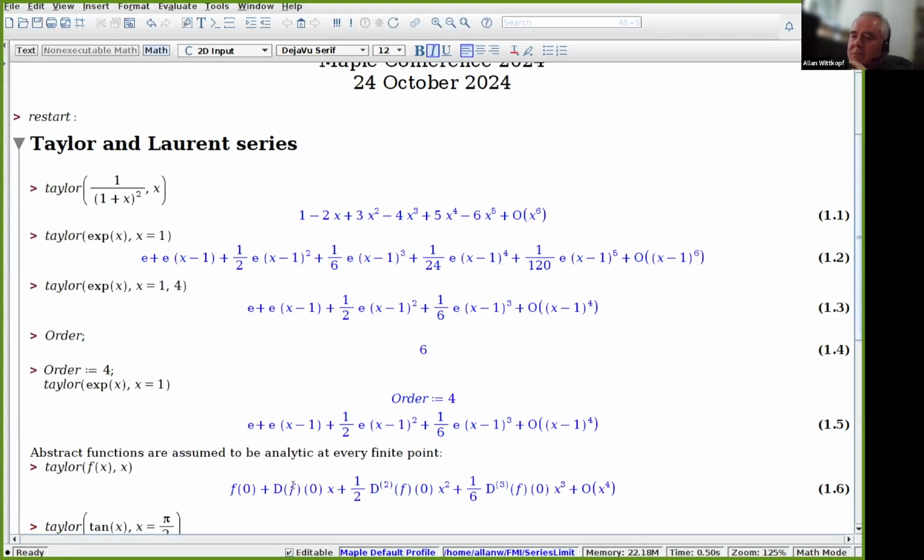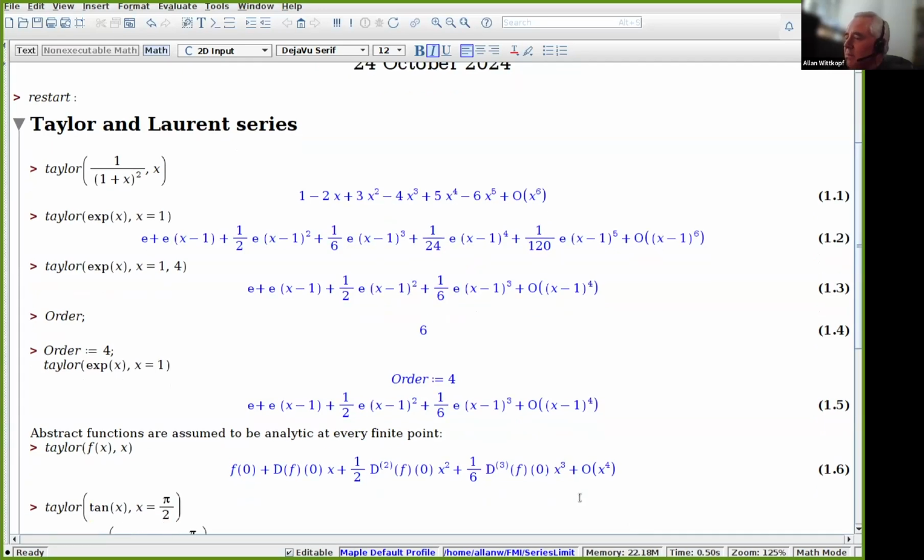When we're dealing with abstract functions like f of x, where f is an unknown function, they're assumed to be analytic at every finite point and that the derivatives all exist. So it gives the Taylor series in this form.